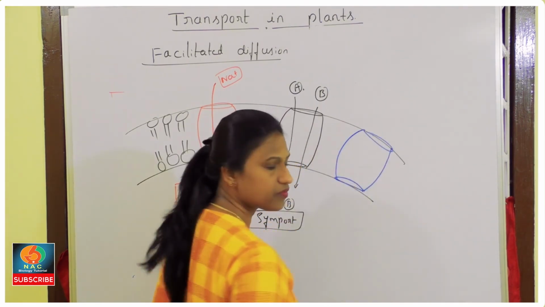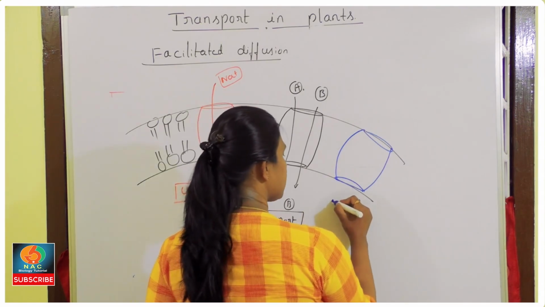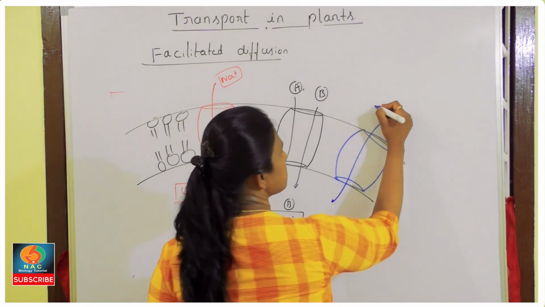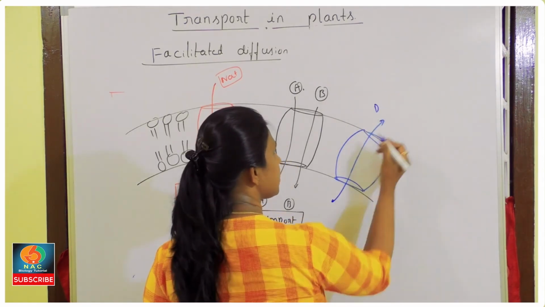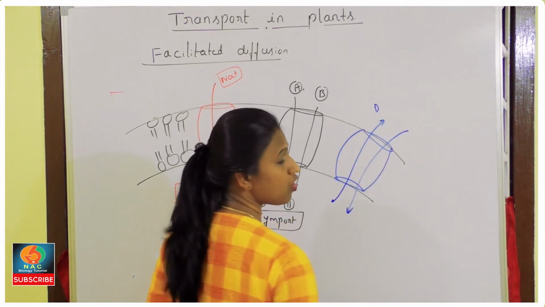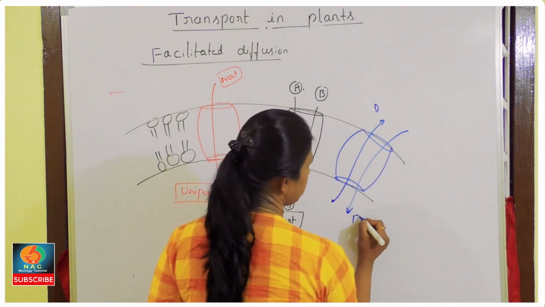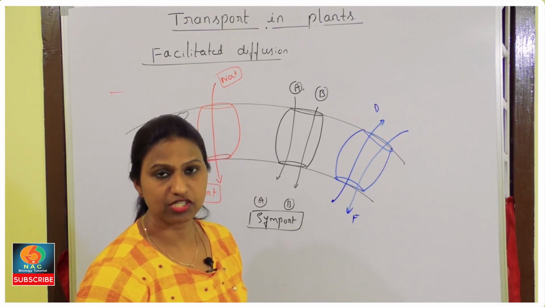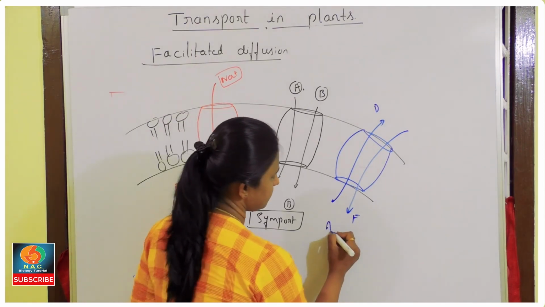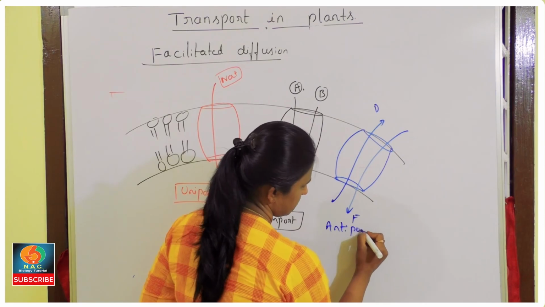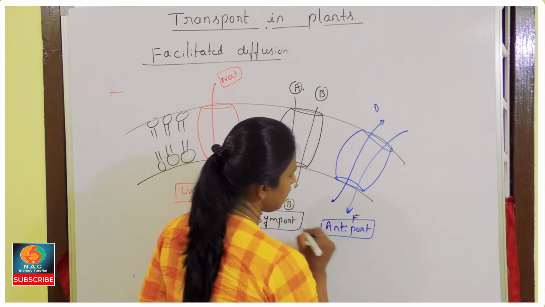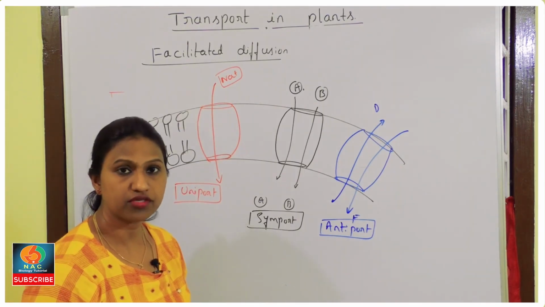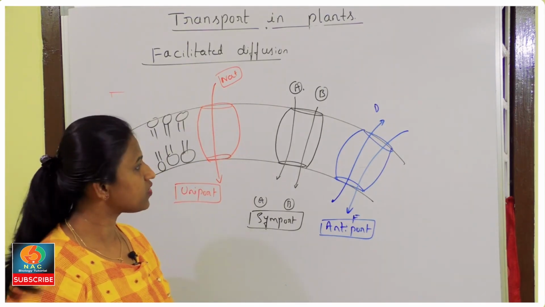Antiport. A molecule can move from outside to inside. Say for example D is moving from inside to outside, while F is moving from outside to inside, simultaneously in the opposite direction. This is called antiport. So these are the different types of movement found in facilitated diffusion. Now it is very, very clear, I think.